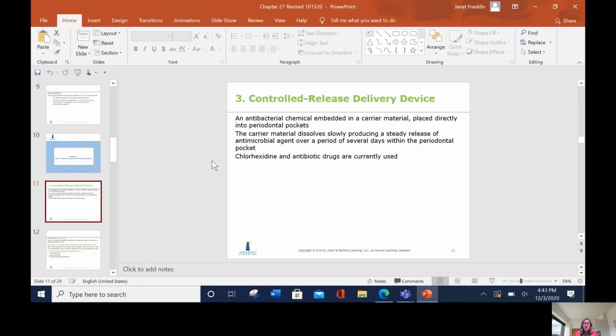Controlled release. A controlled release delivery device is an antibacterial chemical embedded in a carrier material placed directly into periodontal pockets. We use controlled release delivery a lot in dentistry. How effective it is in dentistry is questionable, but it is used quite often. The carrier material dissolves slowly, producing a steady release of antimicrobial agent over a period of several days within the periodontal pocket. Chlorhexidine and antibiotic drugs are currently used.